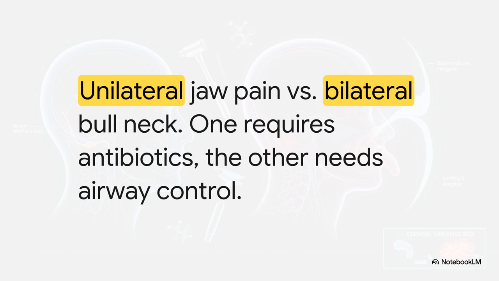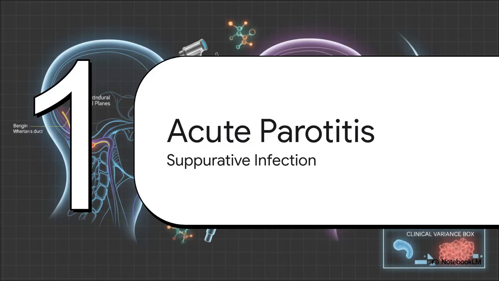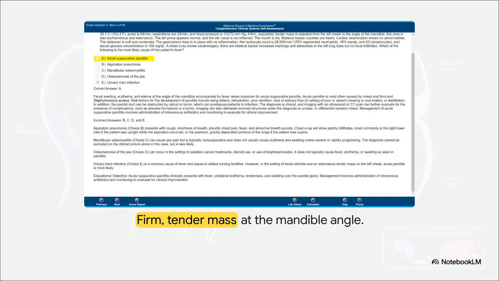But the other presentation? That is a rapidly expanding anatomical disaster that requires immediate, definitive airway control. Treating a deep space infection like a simple localized stone is a lethal trap. Section 1. The suppurative infection, acute parotitis. Let's break down this highly localized glandular infection.